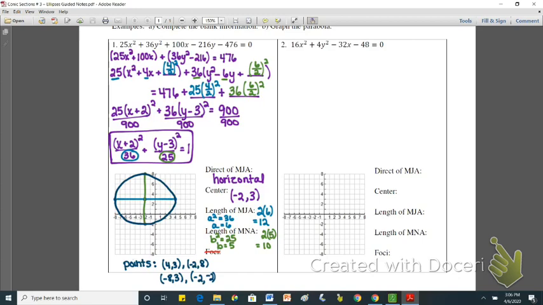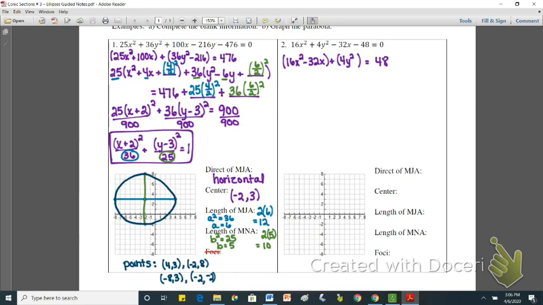Now what's different about number 2 is I don't have a regular y. I just have a y squared. That's okay, we're going to treat it exactly the same. So I'm going to group my x's together. So it is 16x squared minus 32x plus 4y squared equals 48. Now, since the 4y squared does not have just a y, I don't need to complete the square. I can just factor it out and put a 0 there.